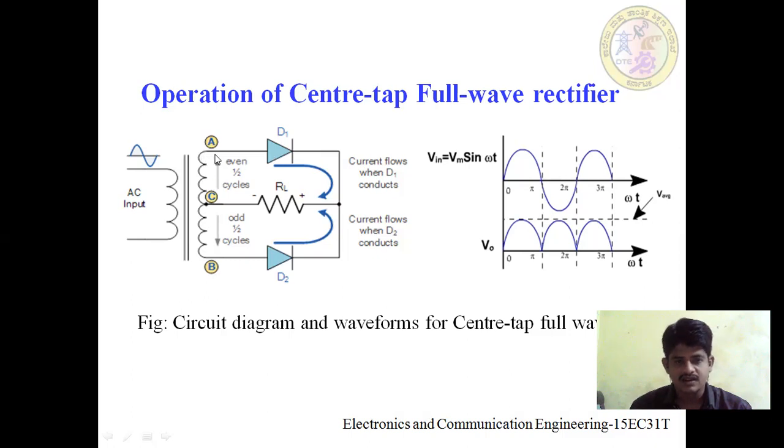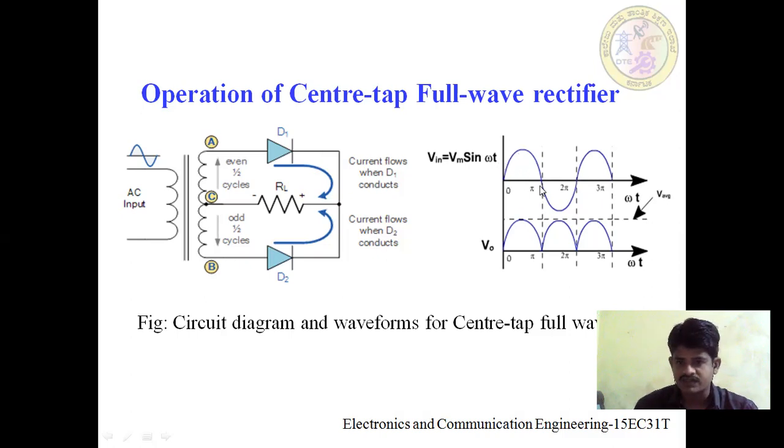Then the current starts flowing in this direction. This arrow mark shows the flow. During the positive half cycle, the current is flowing only in this direction, D1 to the load. So the output load is getting the positive half cycles from diode D1, and D2 is in a non-conducting state. This is regarding the positive half cycle.